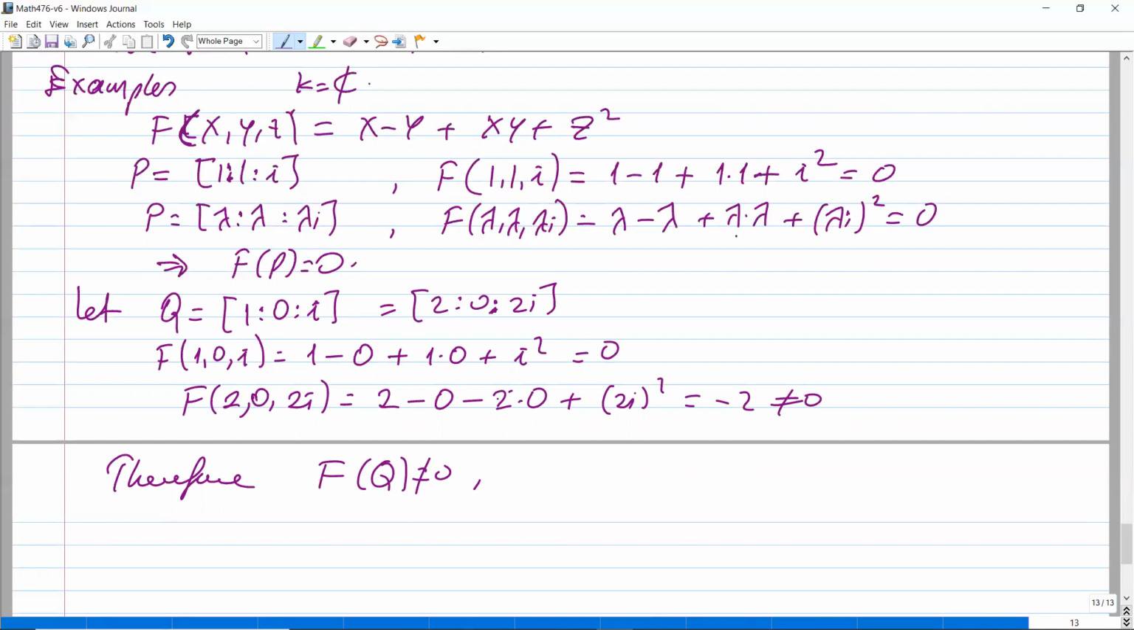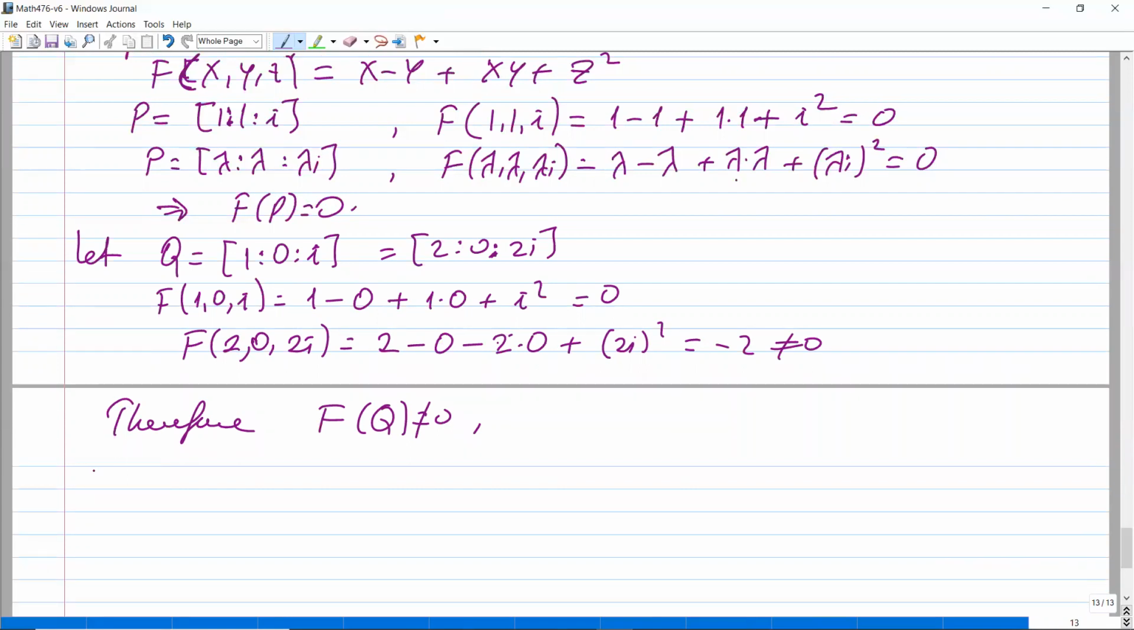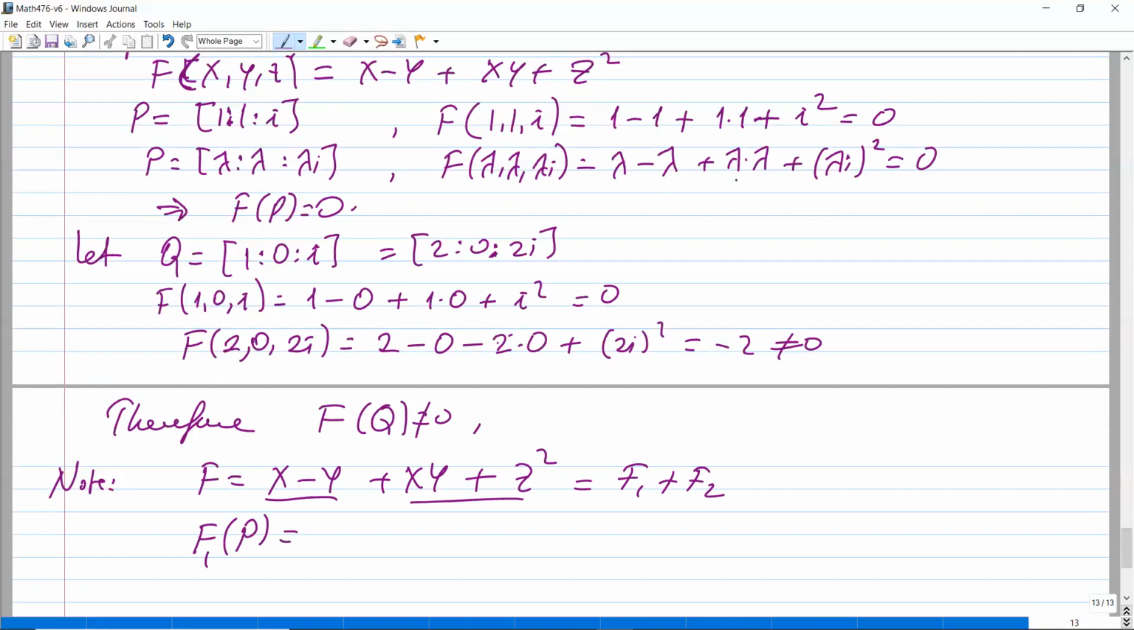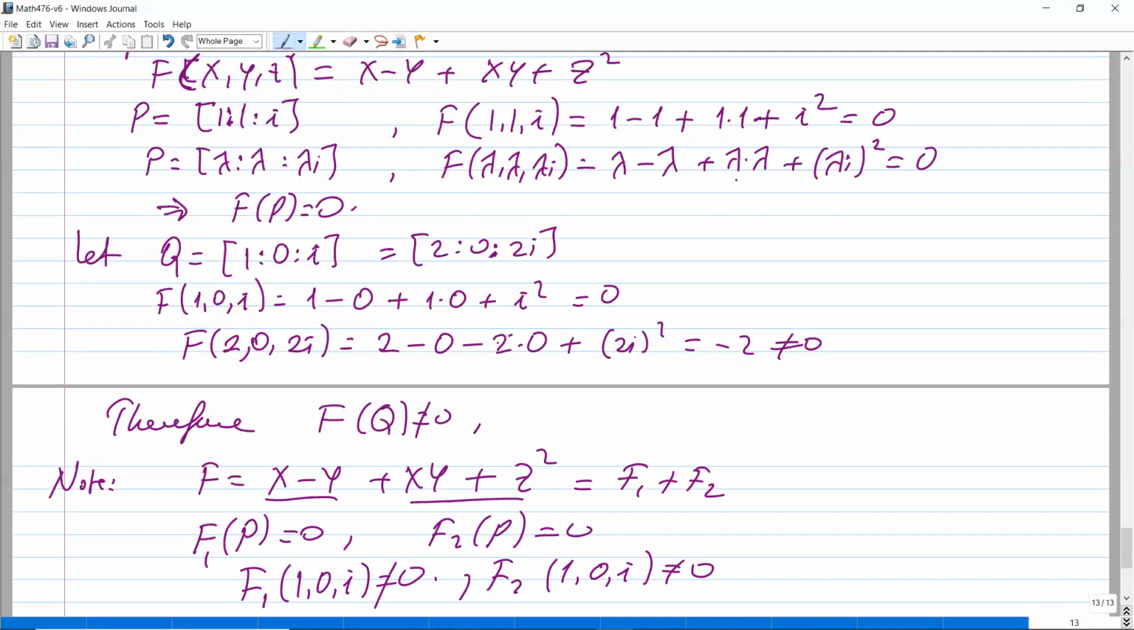So in this example, you should pay attention to the following. If you look at this polynomial, our polynomial f is x minus y plus x times y plus z squared. This is f1 plus f2. Here, f1 of P is always 0, f2 of P is always 0, but f1 for Q, (1, 0, i), is not 0. And also f2 of (1, 0, i) is not 0. You should check those.